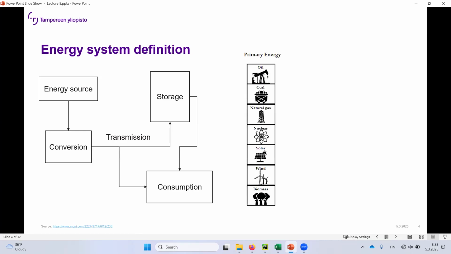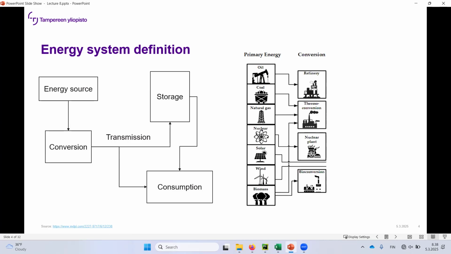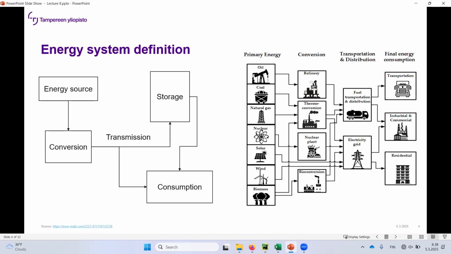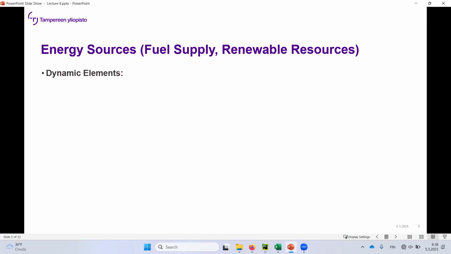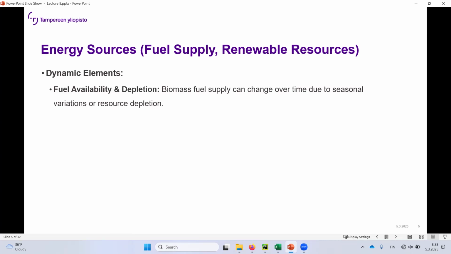So this was the picture that I've been showing you in almost every lecture. So the energy system, you have the source, you have some kind of a conversion, transmission, storage, and consumption. And all of these can have these dynamic elements in them. And if we're starting to look through the energy sources, so you have the fuel supply, for example, you have the renewable resources, dynamic elements that are included in there are fuel availability and depletion, especially, for example, with biomass.